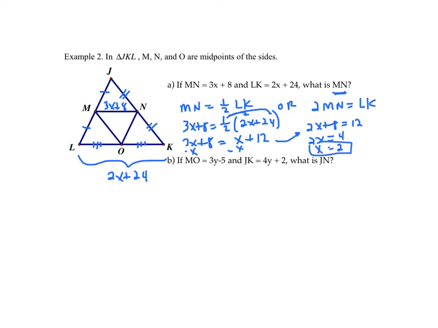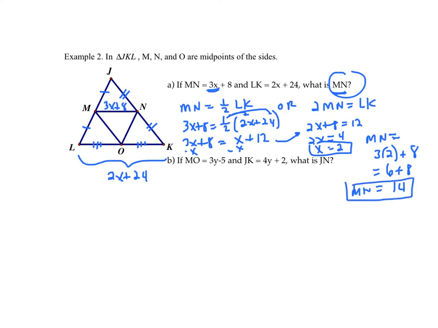But remember, we want to find the length of MN. So take 2 and plug it into here for x. So we're going to do 3 times 2 plus 8, or 6 plus 8, and we find out that MN is equal to 14. Okay, so recall though, again, there are two different ways to set it up. If you're in a spot where distributing the 1/2 would create some crazy fractions, then try setting it up this way. So double the midsegment and set it equal to the third side.